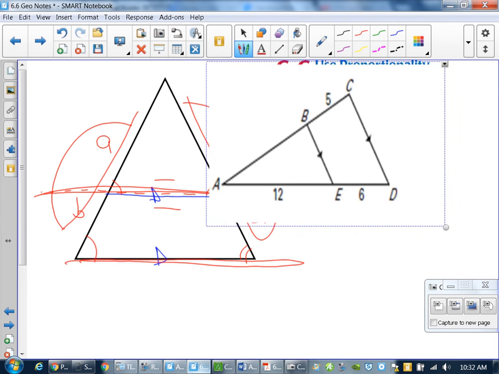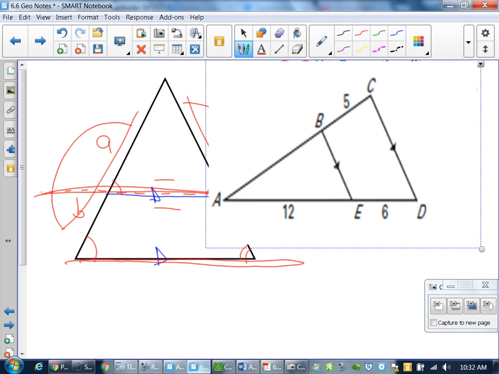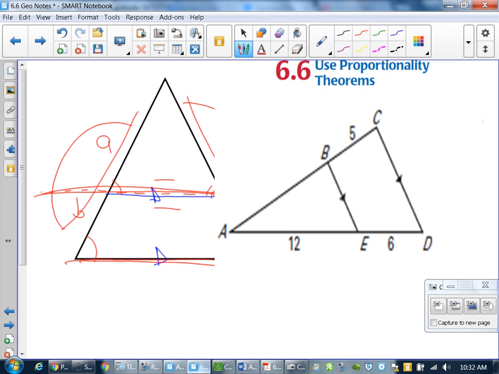So if I look at this, see how I have 2 sets of parallel sides? Take that parallel side that's inside the triangle, extend it through, and it makes a fraction. Yeah, exactly. It's that fast then.